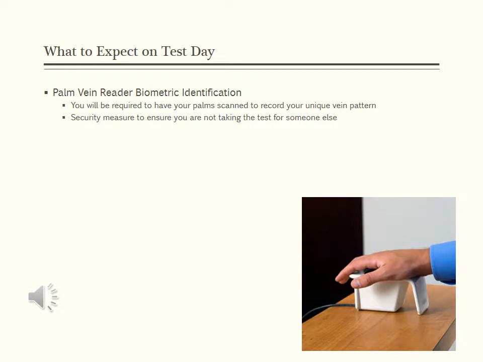Unlike other tests, the GMAT has a palm vein reader biometric identification. You will be required to have your palm scanned to record your unique vein pattern. This is a security measure to ensure that you are not taking the test for someone else.